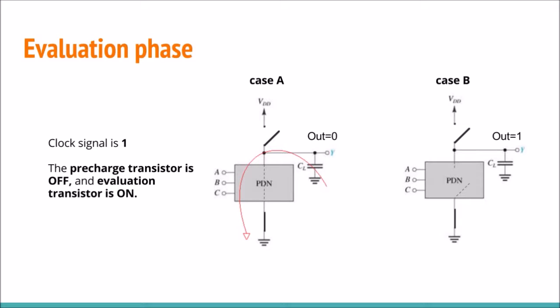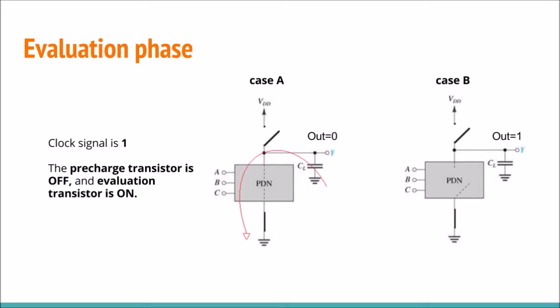When the clock signal is high, the pre-charge pull-up transistor is off, and the evaluation transistor is turned on. Depending on the values of the inputs and the composition of the pull-down network, a conditional path between the output node and ground is created through the NMOS transistors. If such a path exists, the capacitance at the output node is discharged and a low output signal is obtained. This is depicted in case A of the slide.